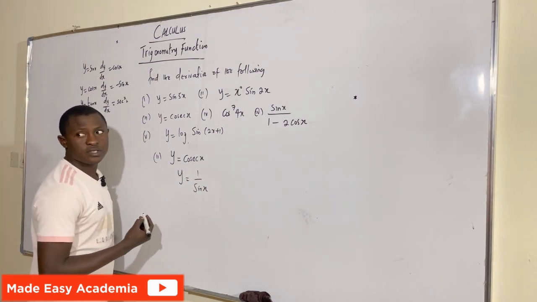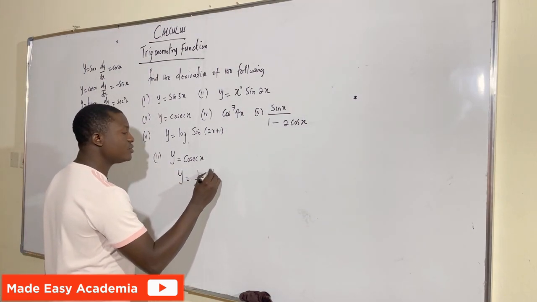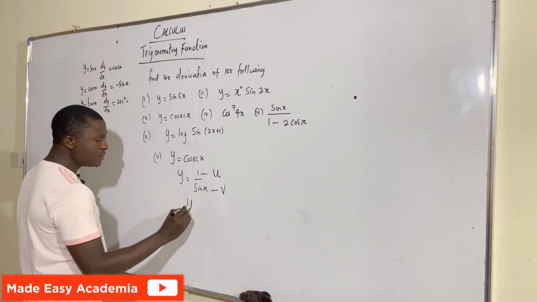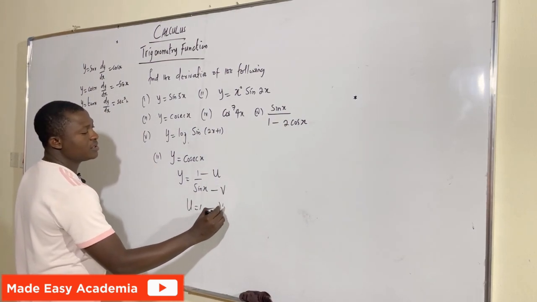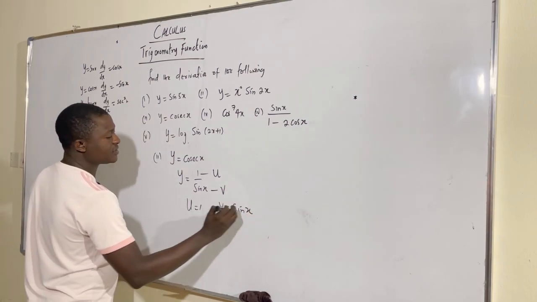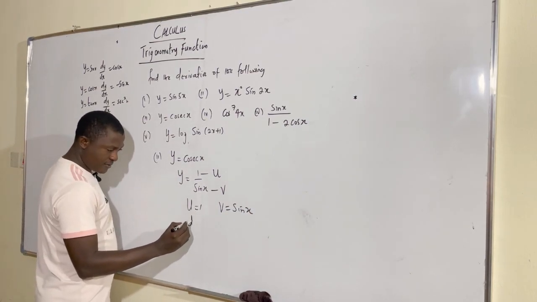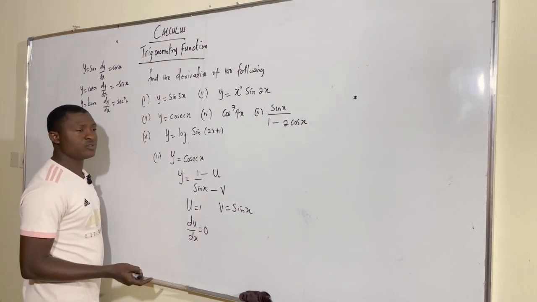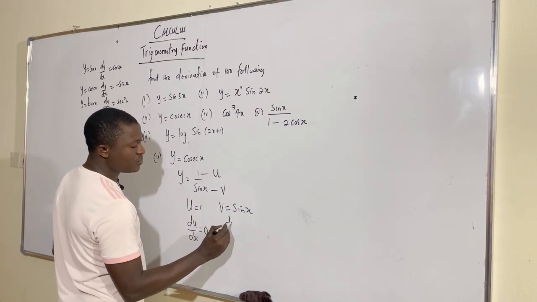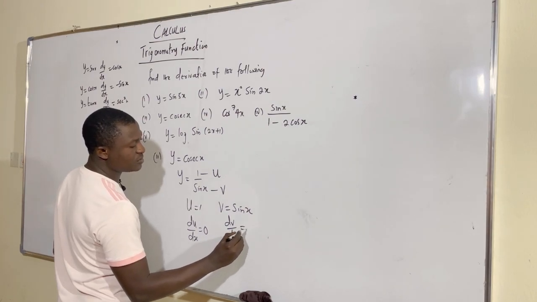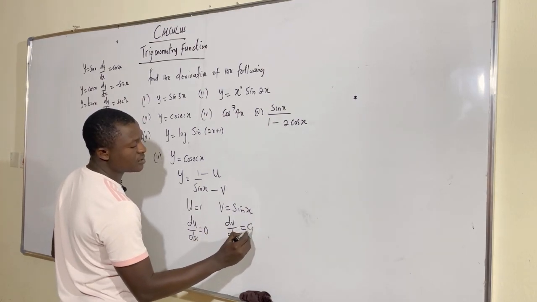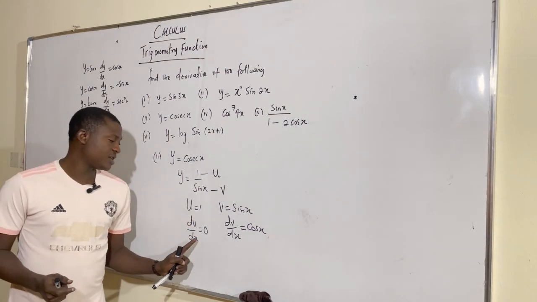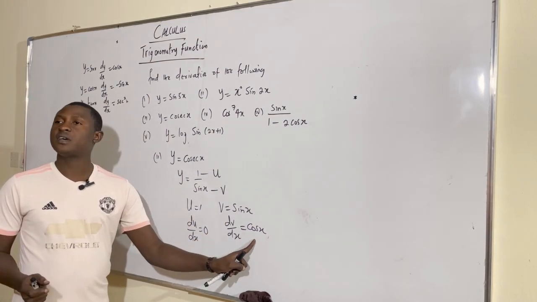So now we can use the quotient approach. This is going to be our u, this is going to be our v. So that means u is equal to 1, v is equal to sine x. So now for u, we have du dx is equal to 0 because the differential of 1 is 0. For v, we have dv dx equal to the differential of sine x, which of course is cos x. You get that? So du dx is 0, dv dx is cos x.